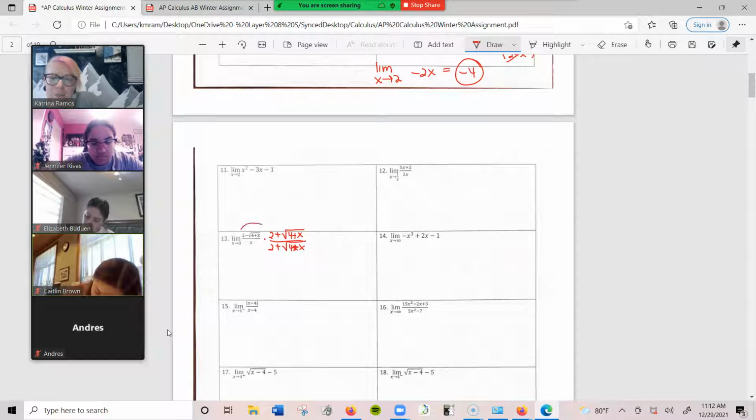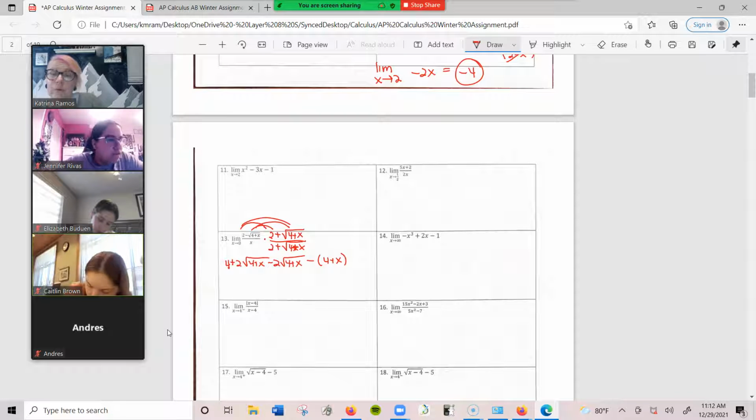So distribute the 2, and we get 4 plus 2 square root of 4 plus x. Now I'm going to distribute the negative square root, so that would be negative 2 square root of 4 plus x, minus, and then the square root of 4 plus x times the square root of 4 plus x would just be 4 plus x. Notice that I put it in parentheses because I have to remember that I'm going to distribute that negative, because it's minus the entire product. Is that clear?